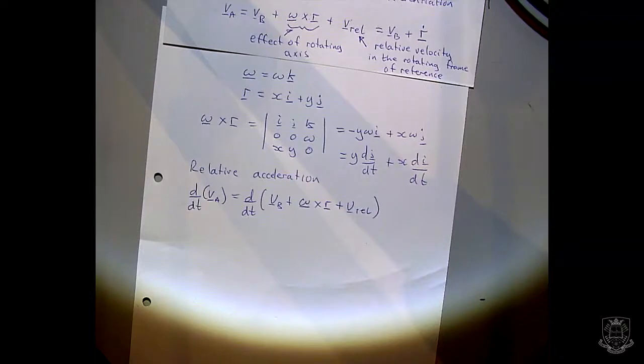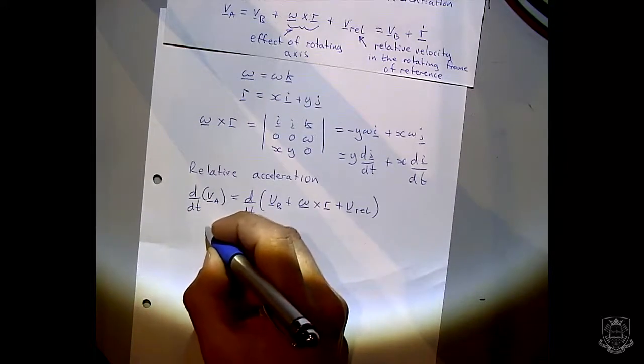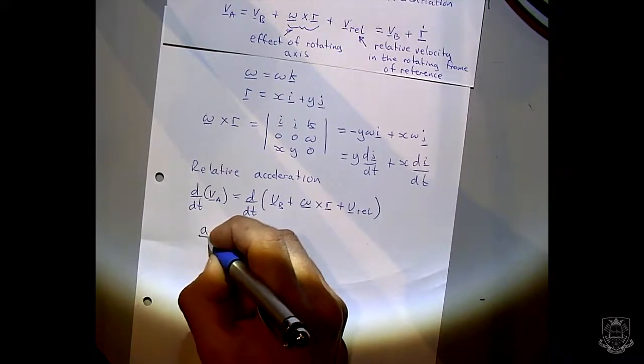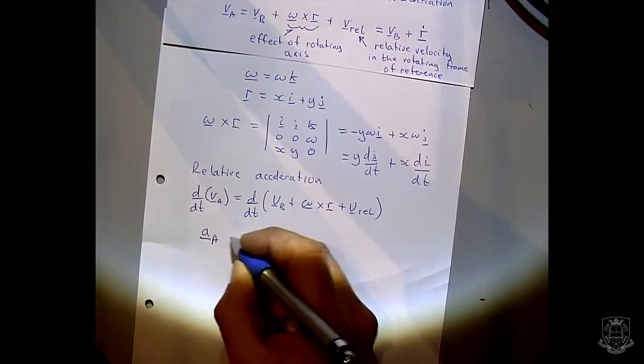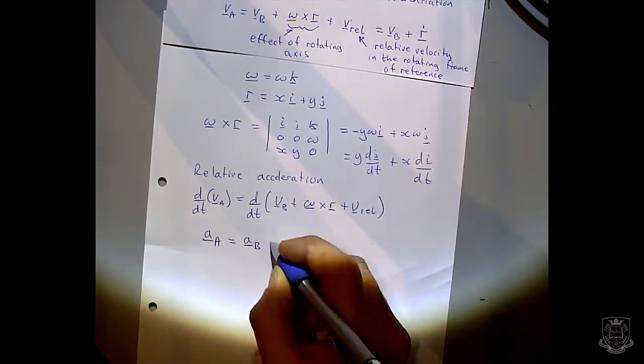So how do we do that? Well, on the left-hand side we'll get acceleration, so we just write acceleration vector A, subscript capital A. And on the right-hand side, the first term will just be the acceleration at B, so that's just acceleration vector B.